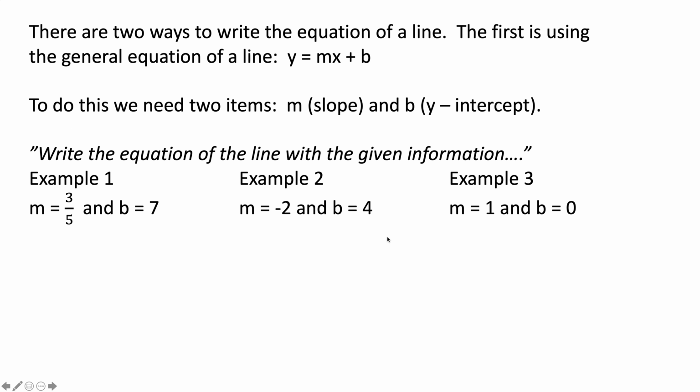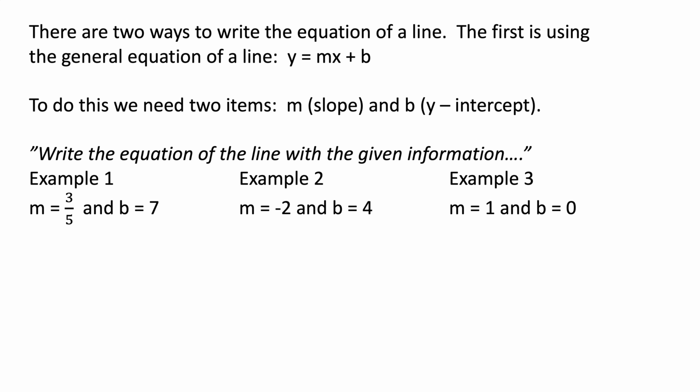All right, so there are 2 ways to write the equation of a line. The first is the general equation of a line, y equals mx plus b. We need 2 items in order to write the equation of a line in the standard form, the general equation of a line. We need slope and we need y-intercept. So I could say write the equation of a line with the given information. If the slope is 3/5 and the y-intercept is 7. What's the equation of that line?